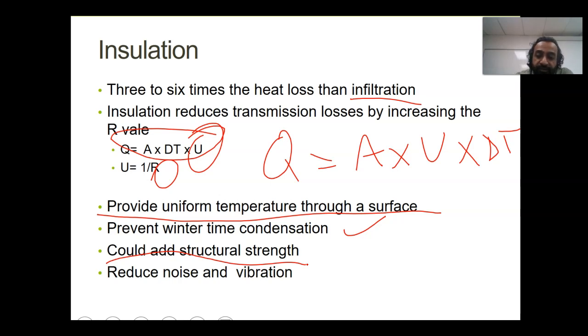Another benefit of insulation is reduction of noise and vibration. Probably you will know about that if you live in apartment complexes or condominiums. Insulation provides a barrier for sound and vibration. So again, that's another advantage as we go along.